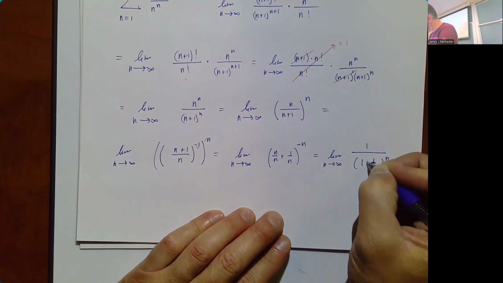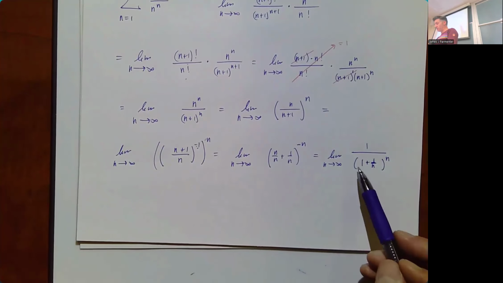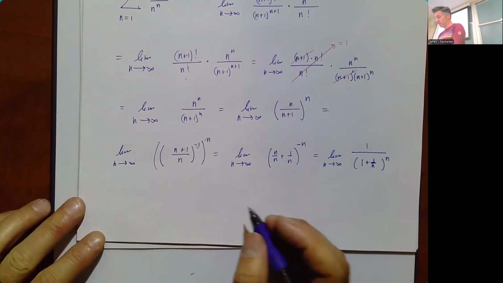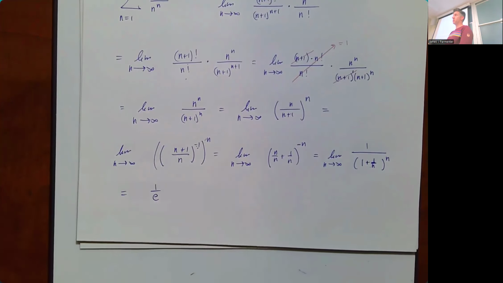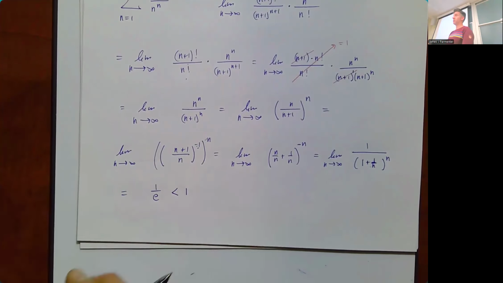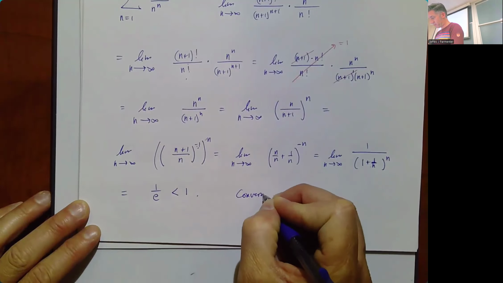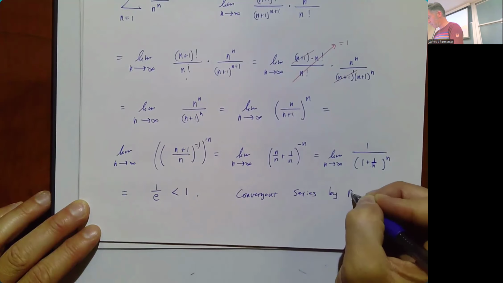And now I'm going to remind you of something I think I said a while ago, like many classes ago. The limit as n goes to infinity of (1 plus 1 over n) to the nth power is e. So this limit ends up being 1 over e, which is notably less than 1. So this series converges by the ratio test.